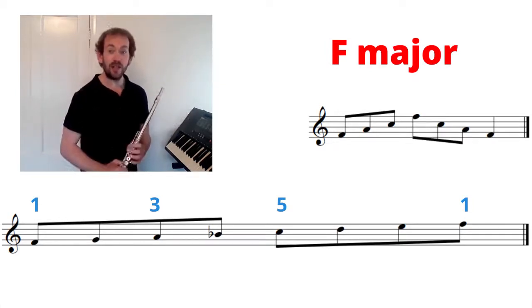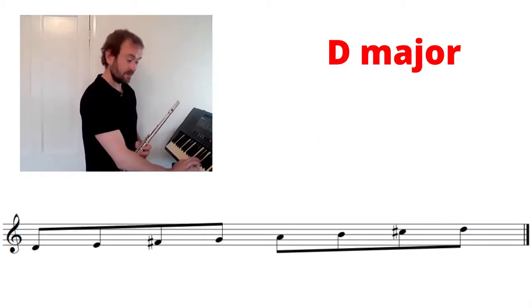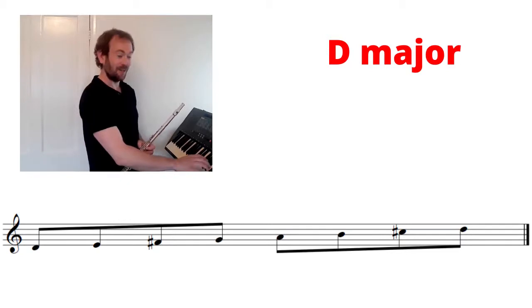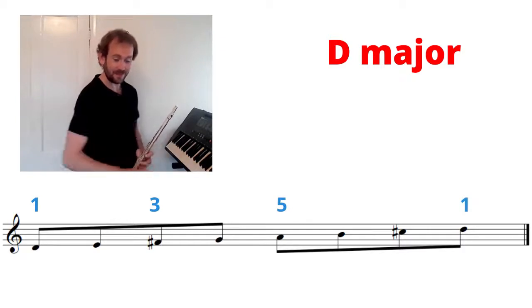Now let's try one more major key. We'll do one in D major. Here's the scale. F sharp and a C sharp. Right, now the first, third and fifth notes. It's a chord. And now as an arpeggio.